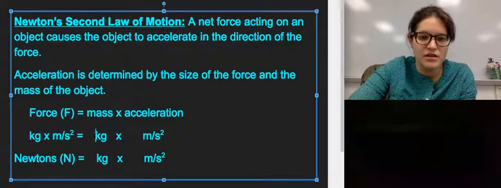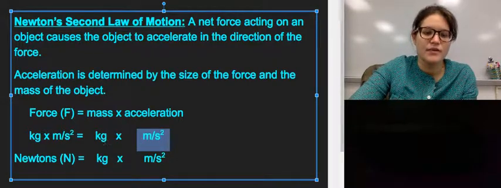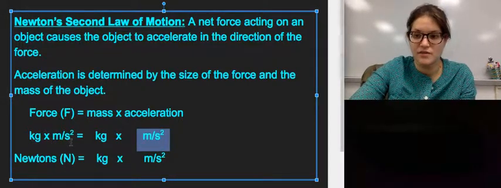So we're taking the unit for mass, which is kilograms. Mass is measured in kilograms. And then acceleration, which is in meters per second squared. We multiply those two together, and we get kilograms times meters per second squared.